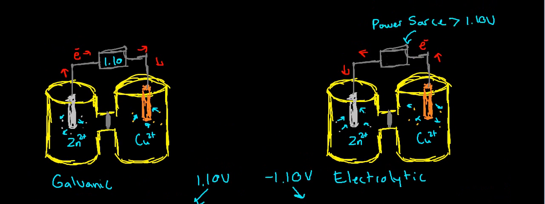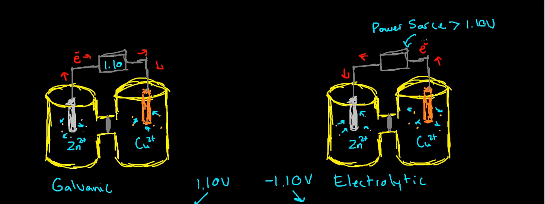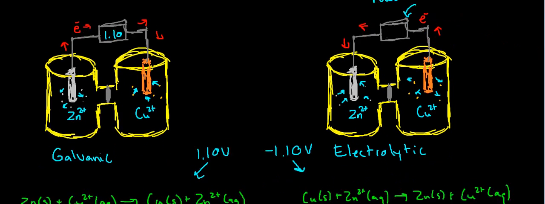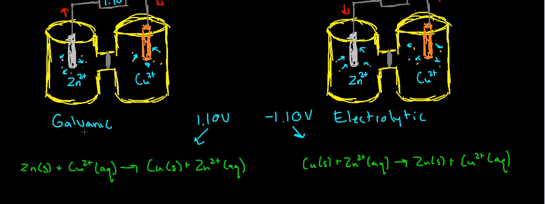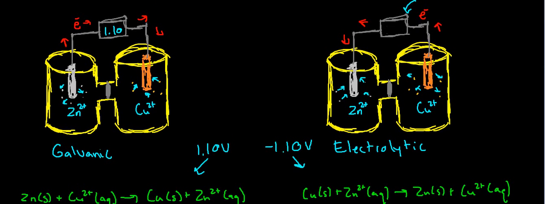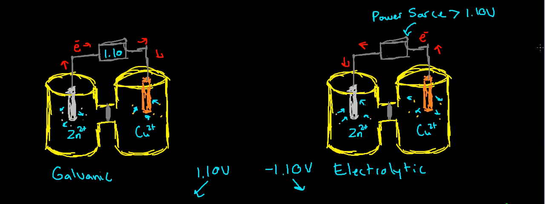In order for this to occur, we need to hook it up to a power source greater than 1.1 volts. And what this is going to do is just push the electrons through the wire in the opposite direction. This is spontaneous, this is non-spontaneous. And that's basically electrolysis. It is a galvanic cell, but running in the opposite direction.